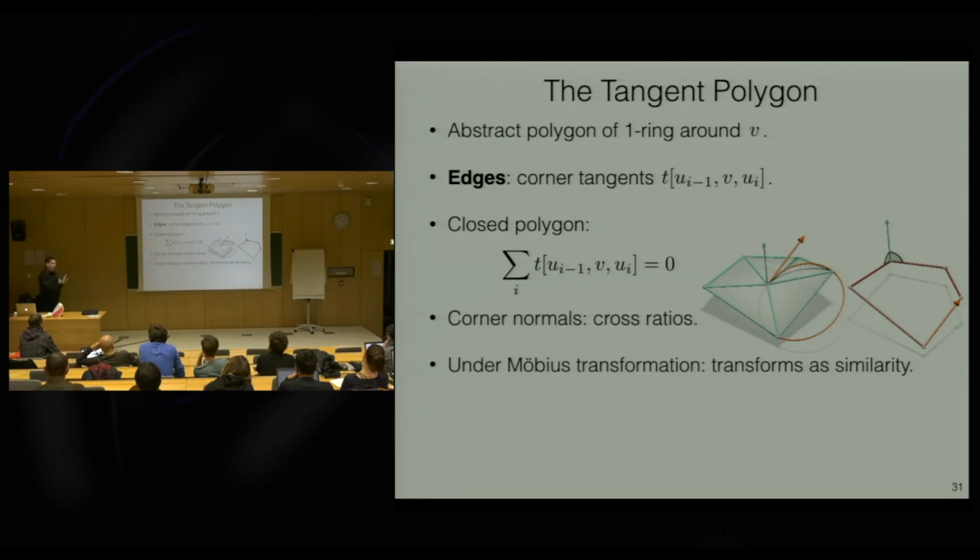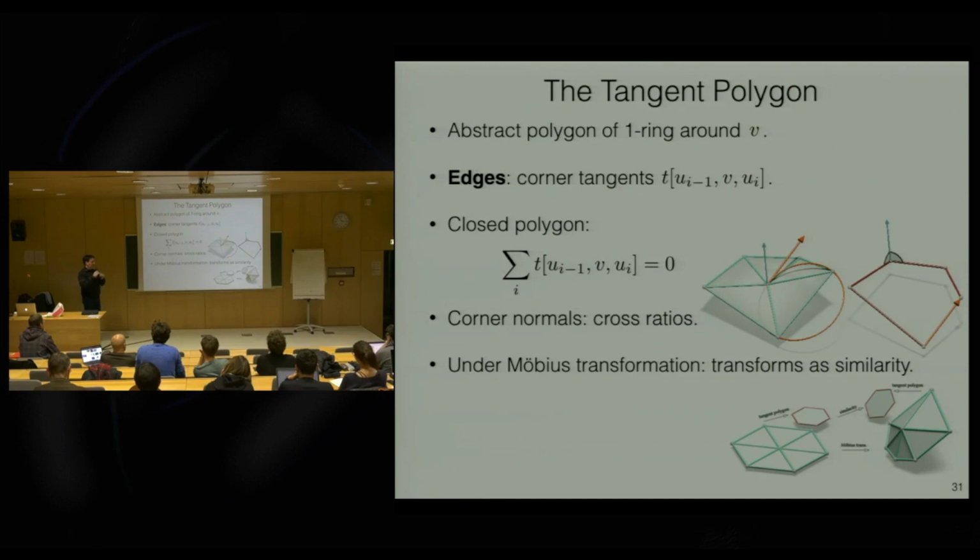Now the big deal here is that if I do a Mobius transformation of this ring, what happens to the tangent polygon? It transforms like a similarity. That's perhaps not entirely surprising. I told you that under a Mobius transformation, the cross ratios also transform like a similarity. They are conjugated. So if I do a single Mobius transformation of this ring, the green to the green, all the cross ratios just rotate, and the tangent polygon rotates with them as an entity. That's not entirely surprising.